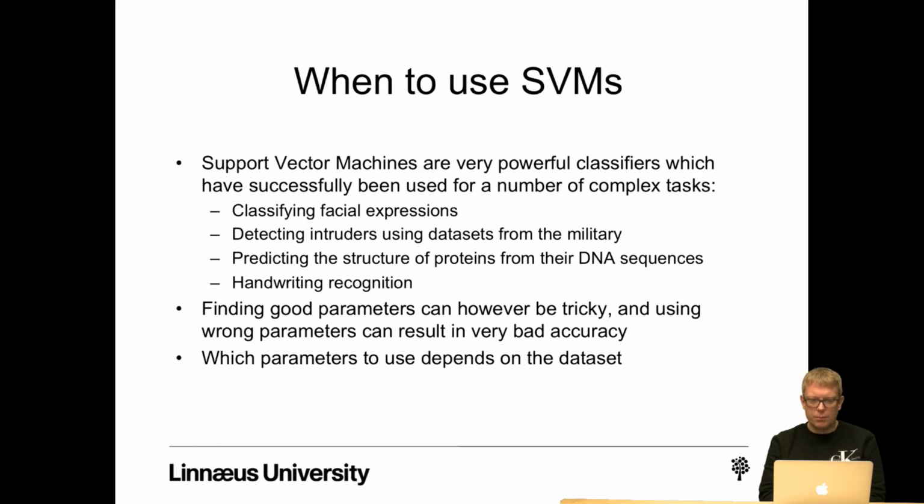Support vector machines are very powerful classifiers which have been successfully used for a number of complex tasks, such as classifying facial expressions, detecting intruders using datasets from the military, predicting the structure of proteins from DNA sequences, handwriting recognition, etc. Finding good parameters can, however, be tricky, and using wrong parameters can result in very bad accuracy. Which parameters to use depends on the dataset, so we have to test by trial and error to find good parameter settings.